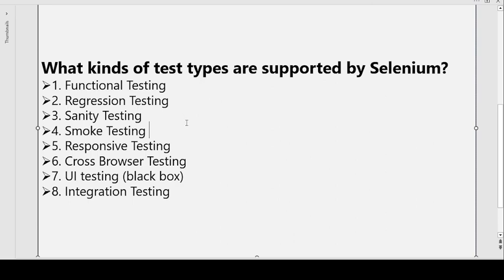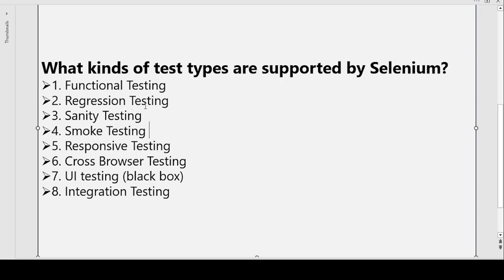Regression testing means what? Suppose the tester is performing functional testing, checking all the functionality, like I already told you: how to buy the share, how to sell the share, what is the portfolio, what is the profile. Those are all unit functionalities. If they find any defect, they raise that defect and the developer fixes it.